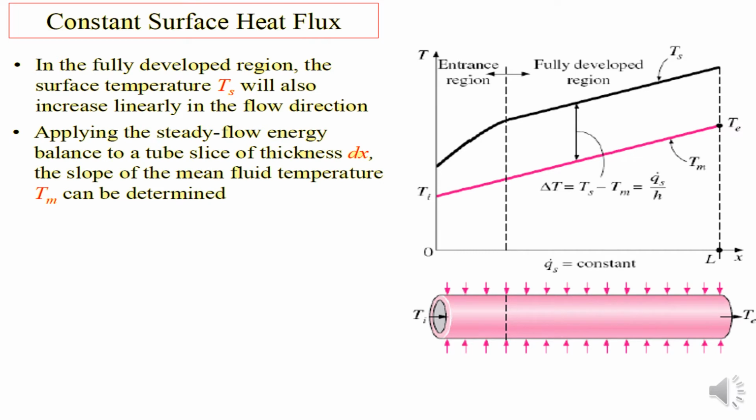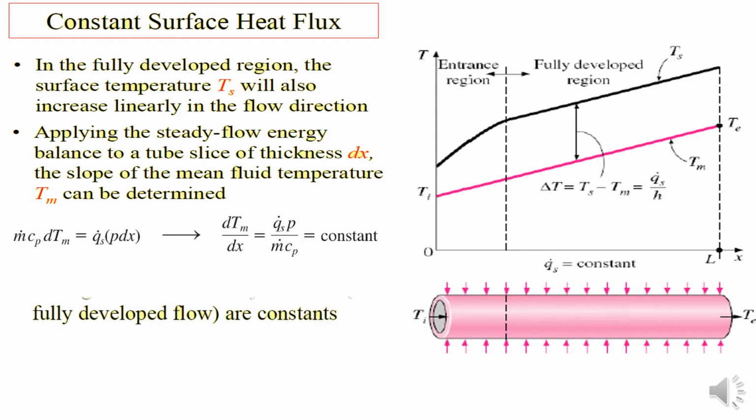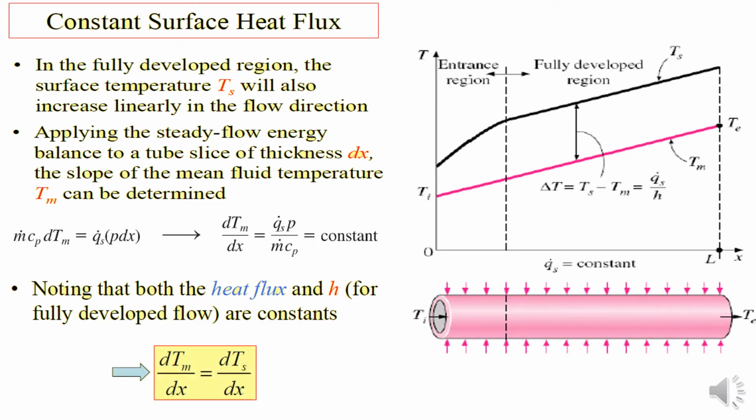Applying the steady flow energy balance to a tube slice of thickness dx, the slope of the mean fluid temperature Tm can be determined. Here we found that the slope of the pink line is constant, starting from the inlet temperature to the exit temperature. Noting that both the heat flux and the convection coefficient h for fully developed flow are constant, we found that both the slope for surface temperature and fluid temperature are constant and equal.